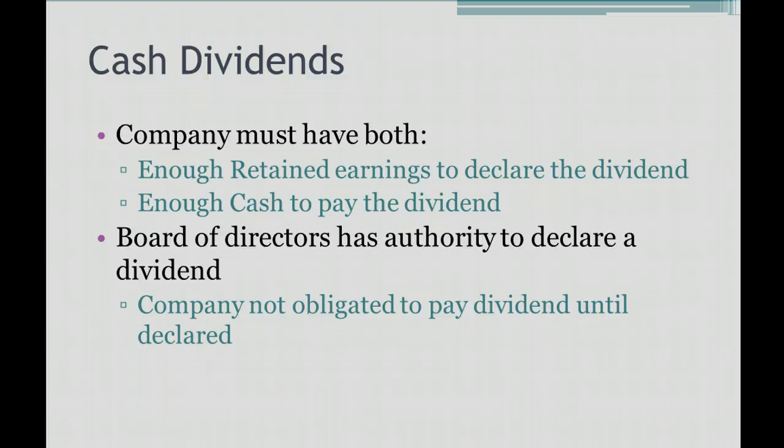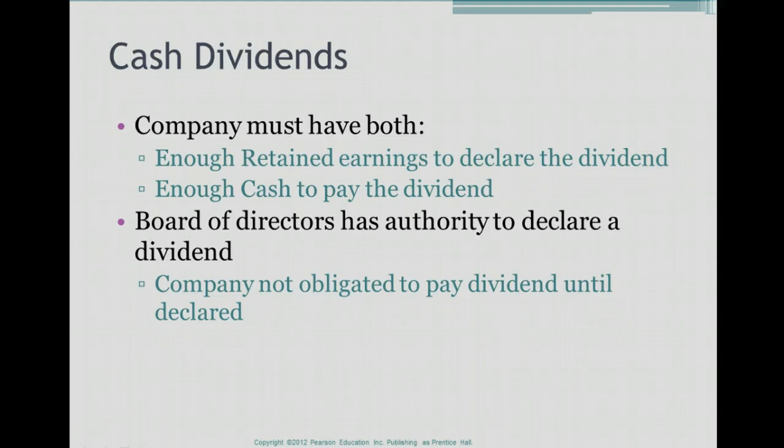If the company has a debit balance in their retained earnings, that means they don't have enough retained earnings to pay a dividend. If the company has a credit balance in their retained earnings account, the dividend that they declare has to be equal or less than the retained earnings. We're only going to talk about cash dividends in this chapter.